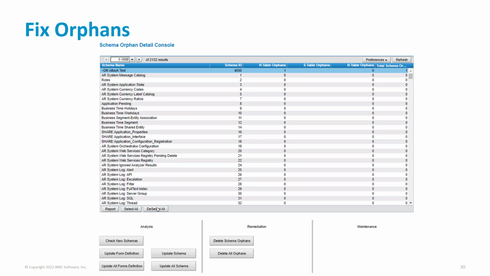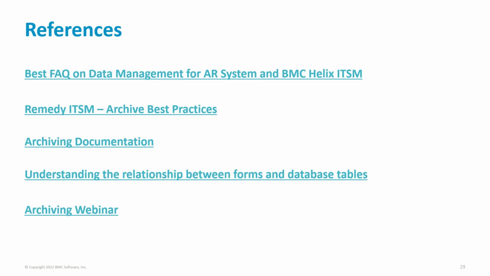So that's the last tool I wanted to talk to you about today regarding data management. And now I want to make sure that you have enough tools to go and start this process on your own. So in the back of this, I provided several references for you to look at. The first is a best FAQ on data management for ARSystem and BMC Helix ITSM. Now this is an FAQ that has a bunch of questions and answers that should help you with your own questions, and it links to documents and webinars and other resources that should help you set up your own data management policies on your own environments.